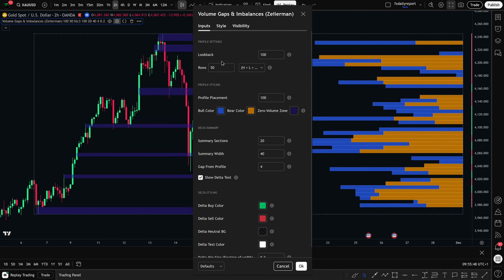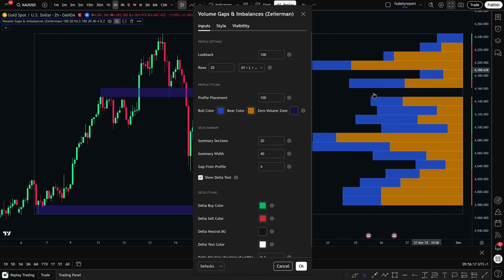So the next option below it is the rows over here. This setting controls how many price levels the profile is divided into. The default value is 50, but we can actually reduce it to 20. So right now, we have a much cleaner chart when we reduce it to 20.